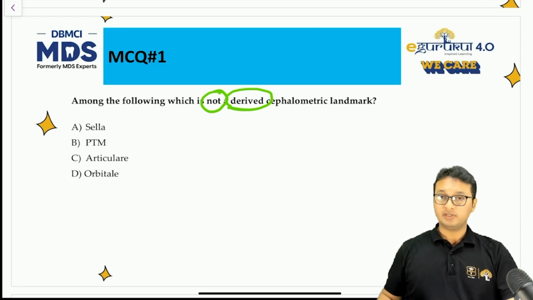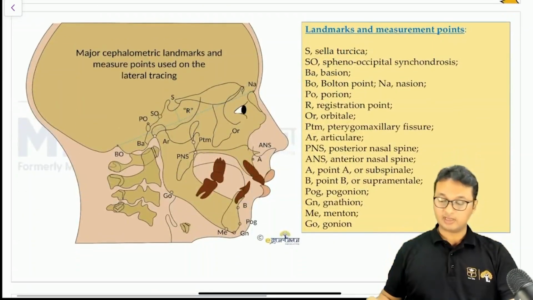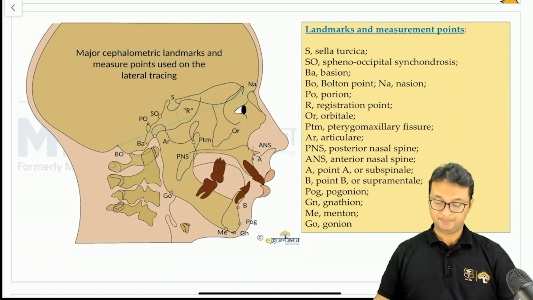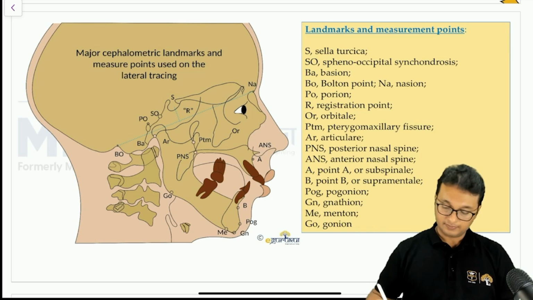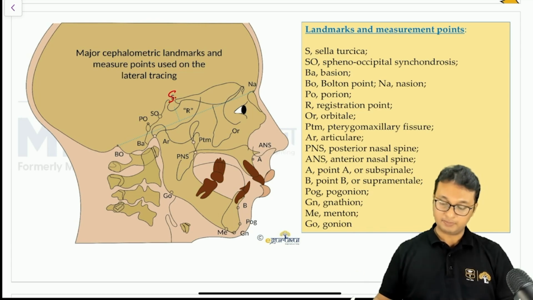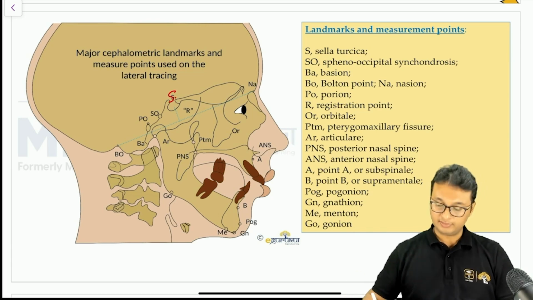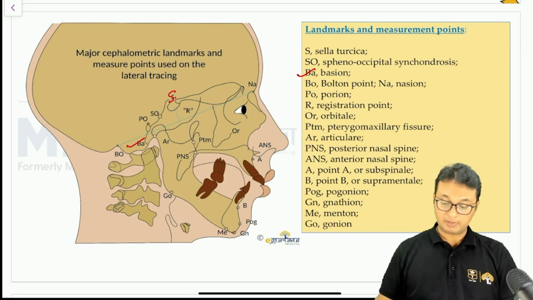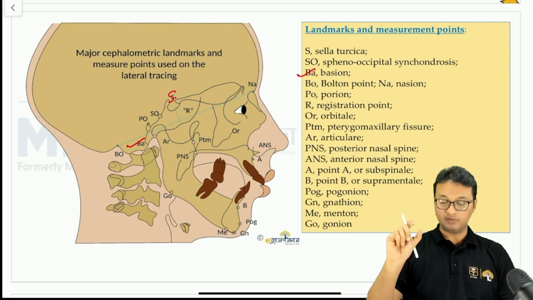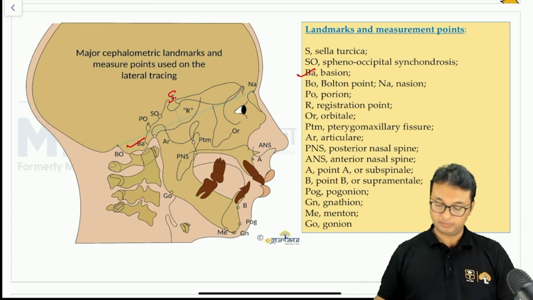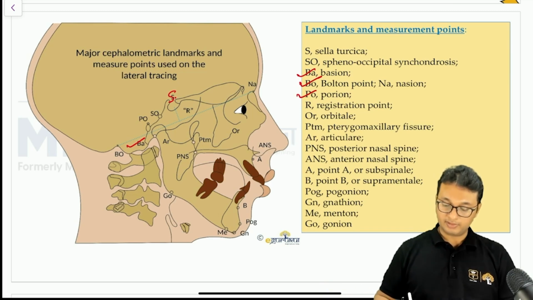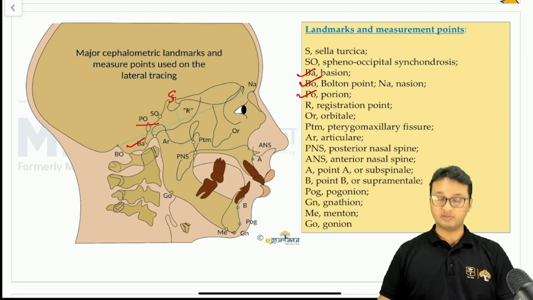So before coming to the right answer, let's discuss about what are the landmarks and the measurement points in a lateral cephalogram. So we have sella turcica in the middle of the body of the sphenoid bone. Then we have spheno-occipital synchondrosis. We have basion. Basion is the junction of the foramen magnum and the posterior point of the greater wing of the sphenoid bone. Then we have Bolton point. Then we have porion. Porion is the superior most point on the external acoustic meatus.